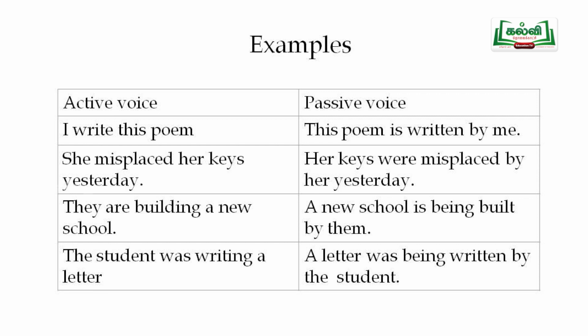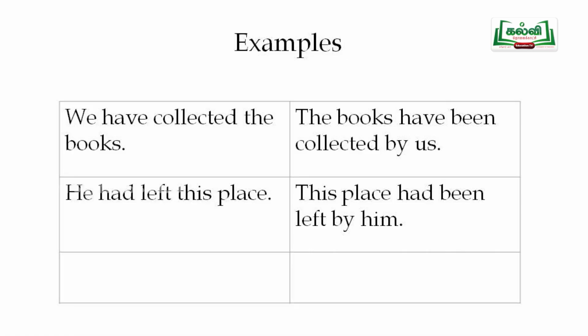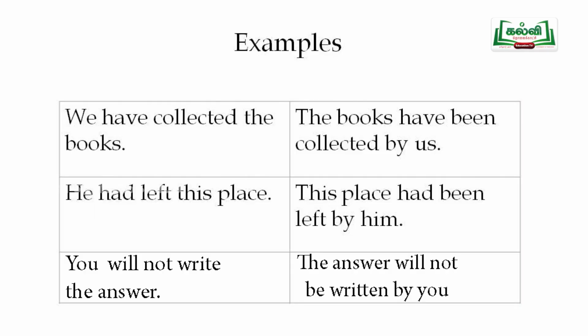Next, the student was writing a letter. A letter was being written by the student. Next example, we have collected the books. Very good, we. The books have been collected by us. Very good. Next sentence, he had left this place. This place had been left by him.